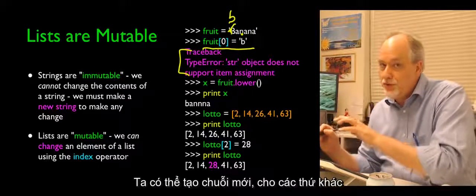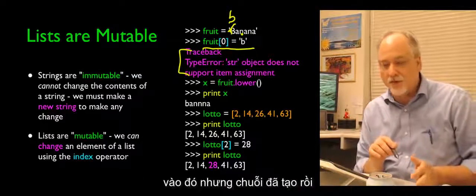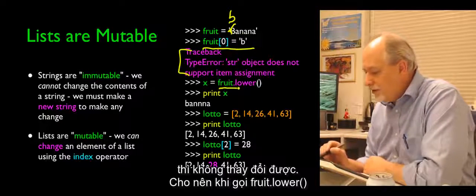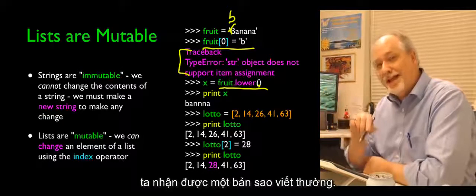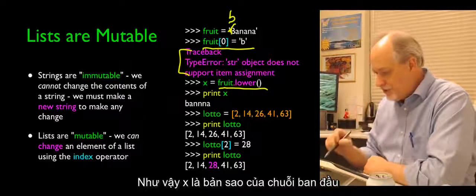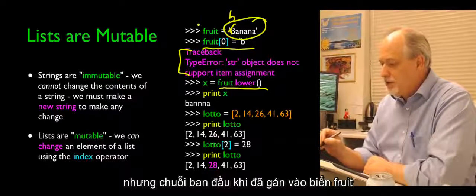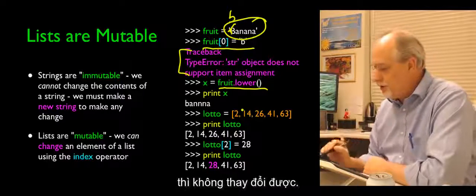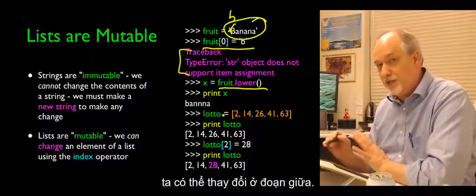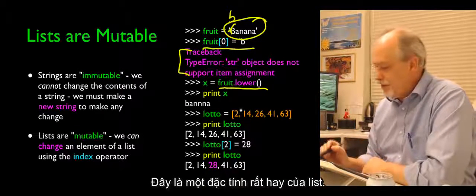You can make a new string and put different things in that new string, but once the strings are made, they're not changeable. And that's why when we call fruit.lower, we get a copy of it in lowercase. So x is a copy of the original string, but the original string, once we assign it into fruit, is unchanged, can't be changed. Lists, on the other hand, can be changed, and we can change them in the middle. This is one of the things we like about them.